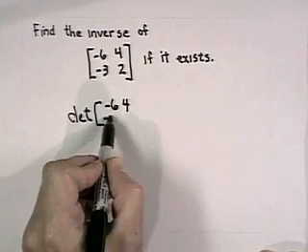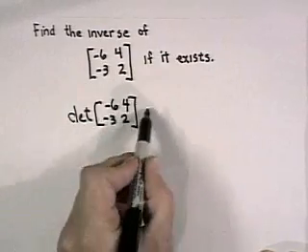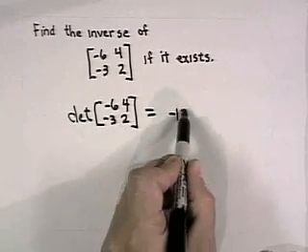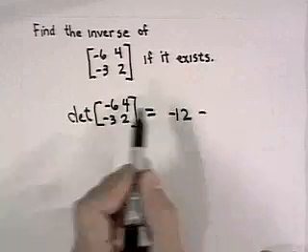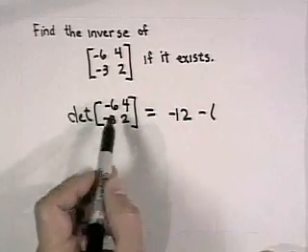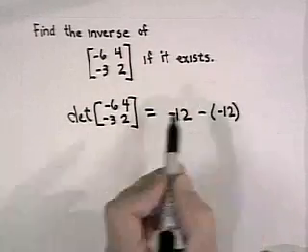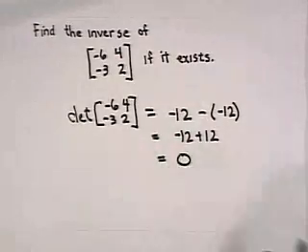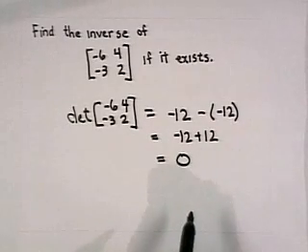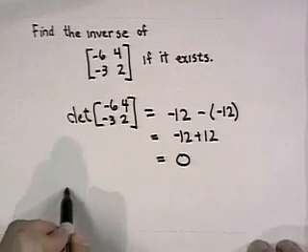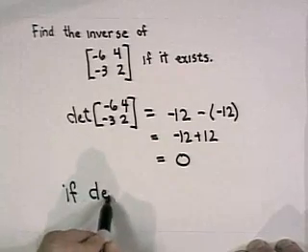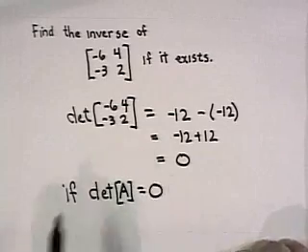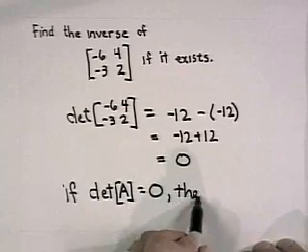For [-6, 4; -3, 2], the determinant value here is -6 times 2, which is -12, minus 4 times -3, which is +12. That equals -12 plus 12, which is 0. That's exactly what cannot happen if we expect to find an inverse. If the determinant of a matrix, we'll call it matrix A, equals 0, then there is no inverse.